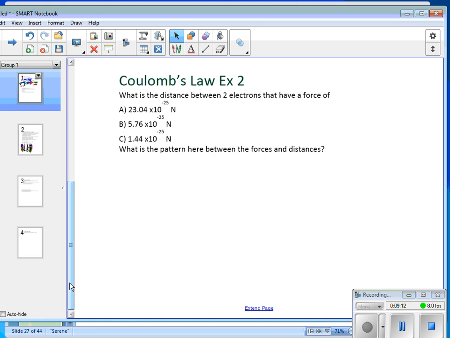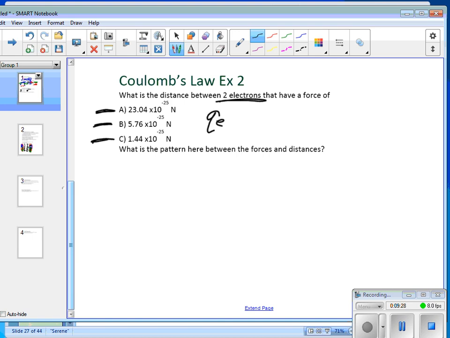Example number 2 is when we've got these 3 forces, and it's the forces between 2 electrons. You say, oh no, I don't have any information about the charge. Oh, you do. The charge of an electron is 1.6 times 10 to the negative 19 coulombs. You say, wait a minute, there's a negative sign. Yeah, but you're going to see in just a moment, they're going to cancel out anyhow. Same thing as what we were talking about before.